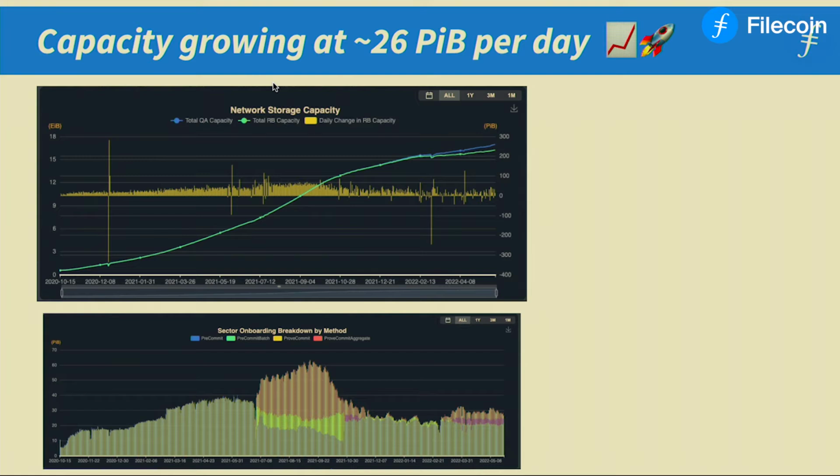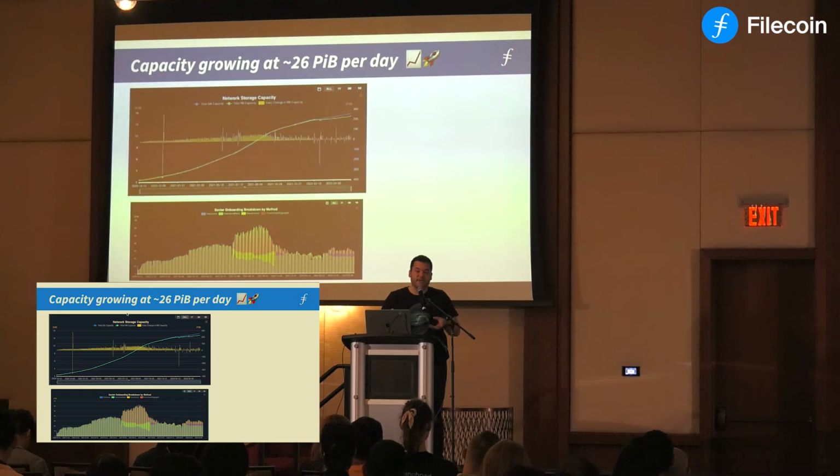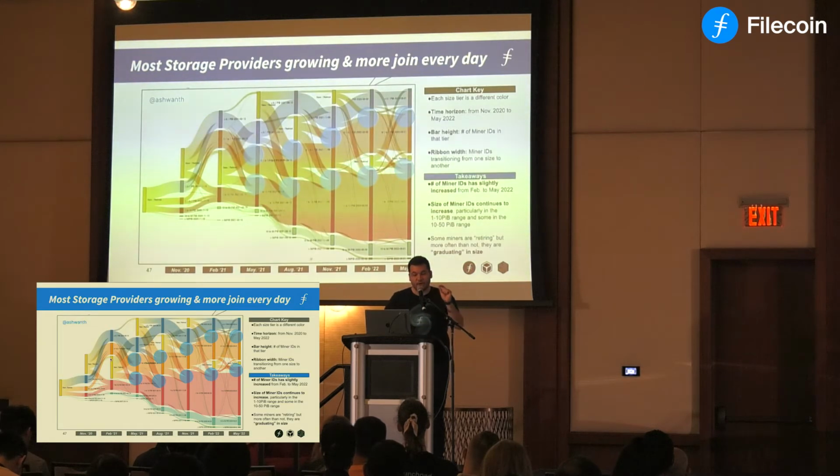And the network capacity is growing at a super fast pace. 26 petabytes per day is huge, and this is even through massive macroeconomic shifts and crypto market shifts and so on. And so the capacity of the network continues to grow at a super large scale, and over time we can get to much greater scales of the network. The storage providers are growing, and more are joining every day.